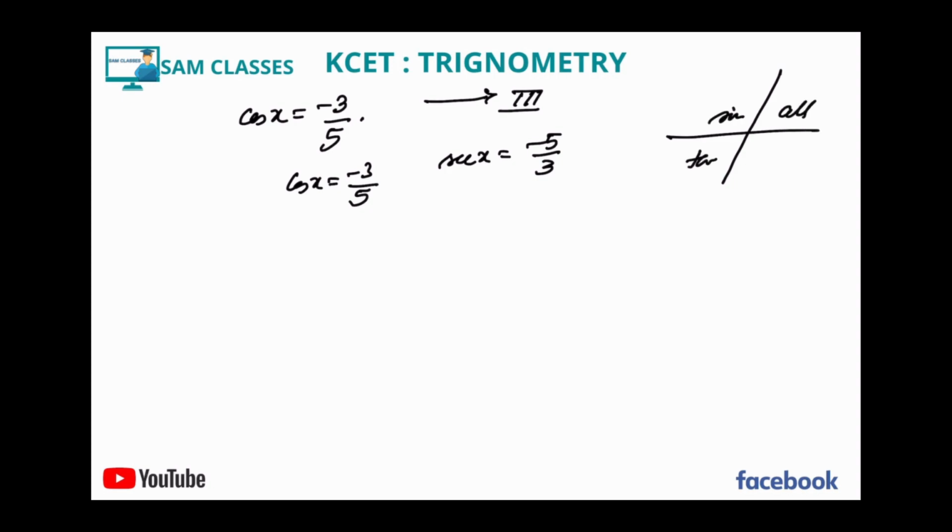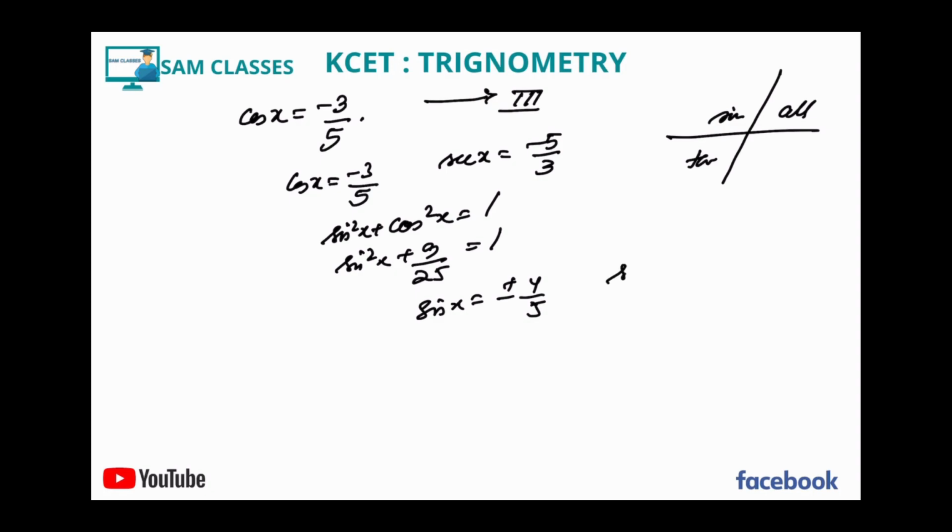Pretty simple. Now since it is lying in the third quadrant, if you see all sine tan cos, so cos and sec are negative. Now what we'll do, we know sine square theta plus cos square theta is equal to what? Sine square x plus cos square x is equal to 1. So sine square x plus 9 by 25, that is the cos square x value we put. So sine x is equal to plus minus 4 by 5.